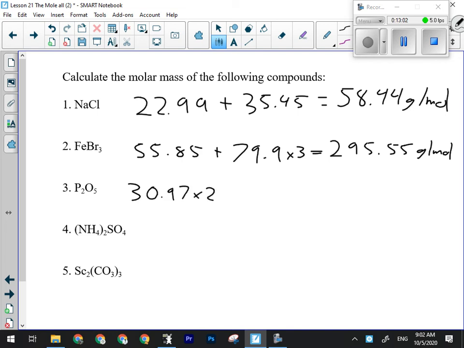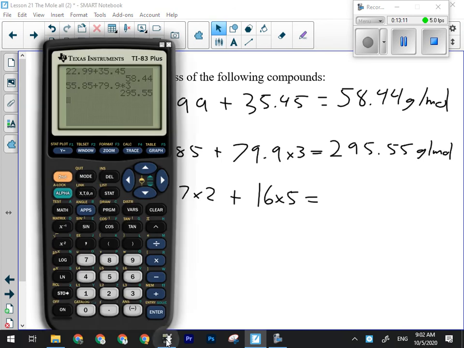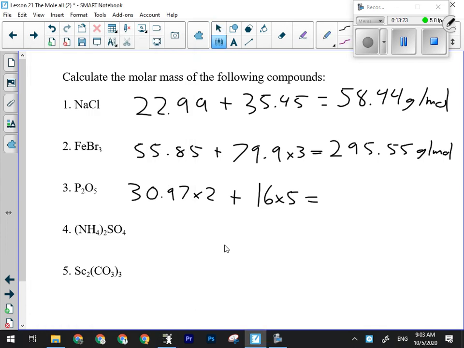30.97 times 2, okay? And then we've got 5 oxygen, so plus 16 times 5. 30.97 times 2 plus 16 times 5. So 141.94 grams per mole for the molar mass of diphosphorus pentaoxide.